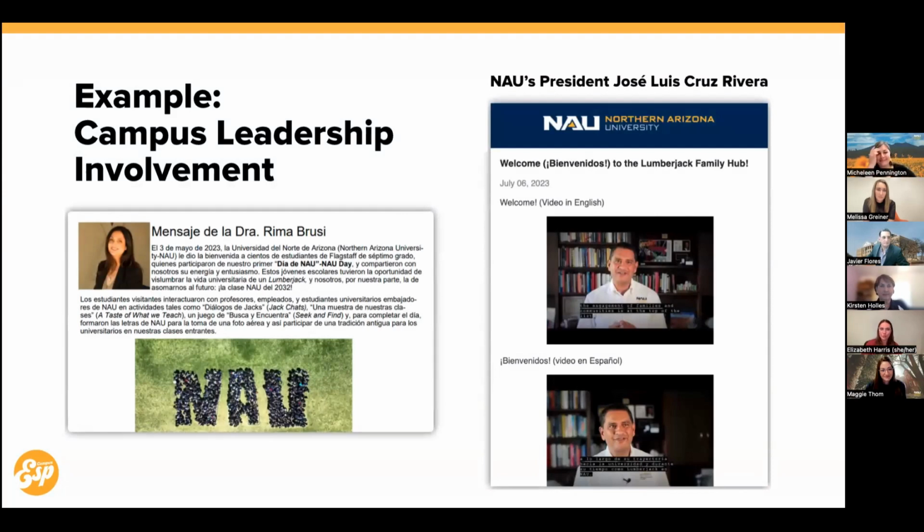Would love to hear a little bit more, Maggie and Micheline, about how your office has directly partnered with the president and the first lady and the impact that that's having across the board.